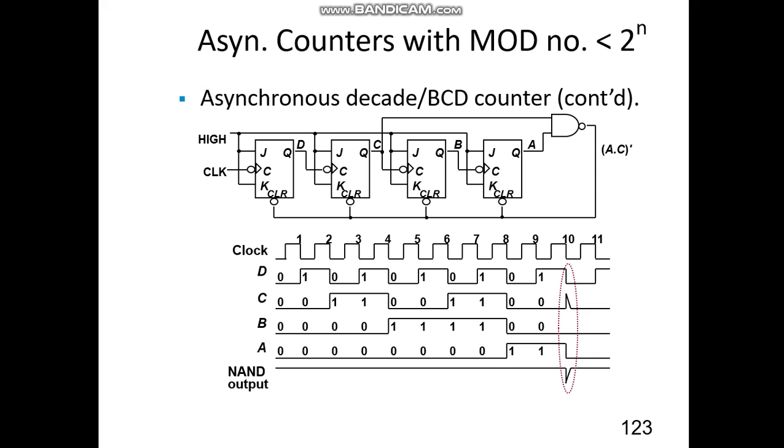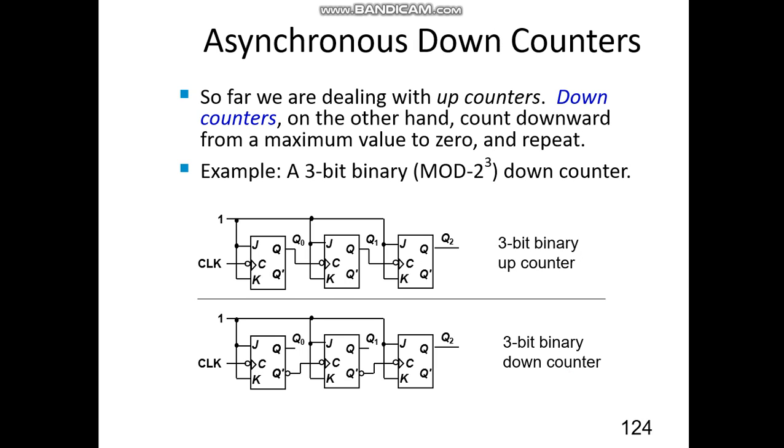These are the counting values, then reset, and then we get the next value. So far we have been dealing with up counters. For the up counter we give the clock pulse to the next flip-flop from the Q output. For the down counter, we give the Q dash value to the next clock pulse. Now we are giving the Q value to the next clock pulse. This is the difference. This is the example for a 3-bit up counter, and this is the example for a 3-bit binary down counter.